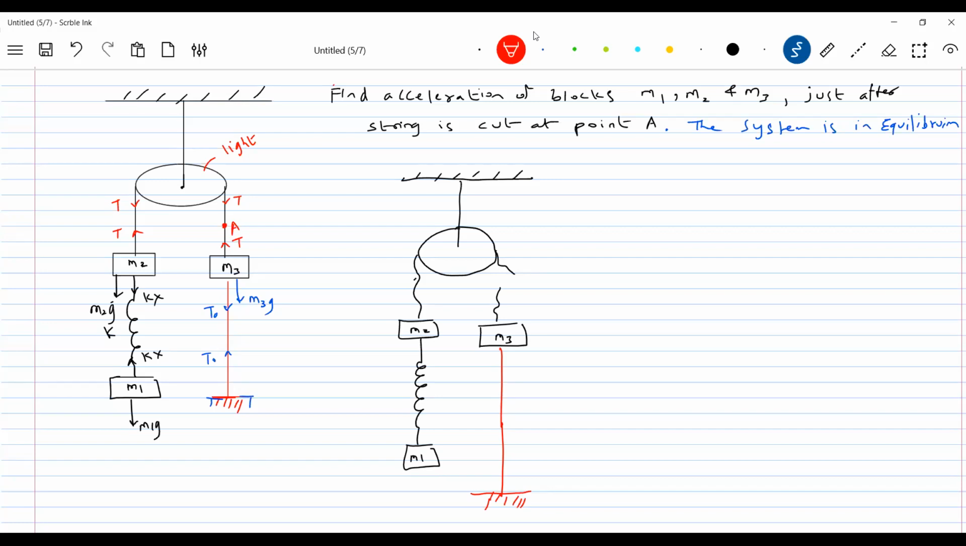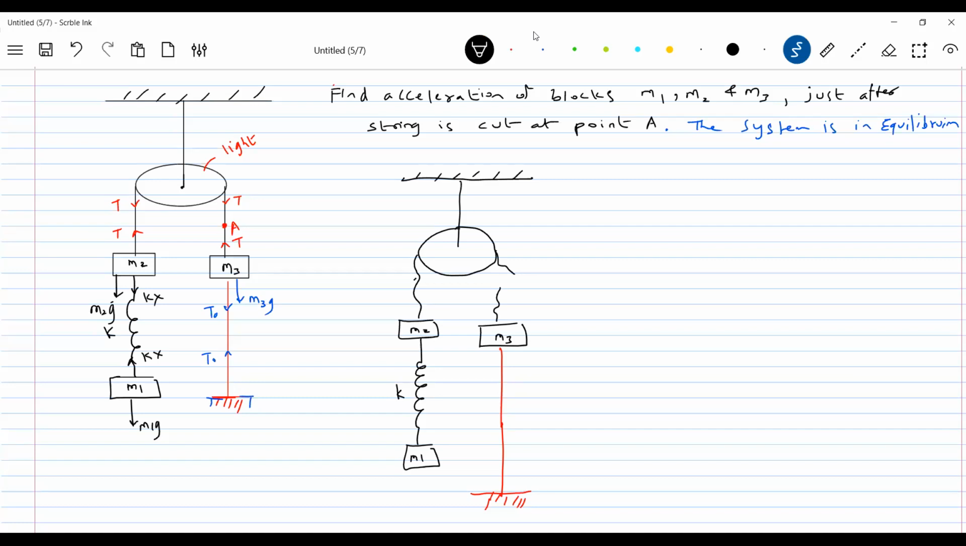Now what will happen to the spring force? Let's come one by one. First, what will happen to this string? At this point it is being cut, no? What will happen to this black color string? There are two strings, a red color string and a black color string. So which color string is cut? The black color string is cut. The spring is not cut.